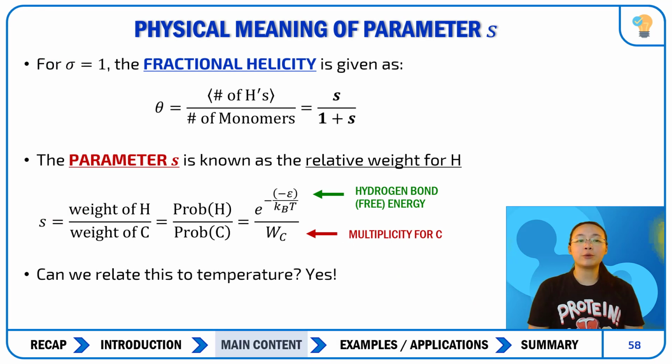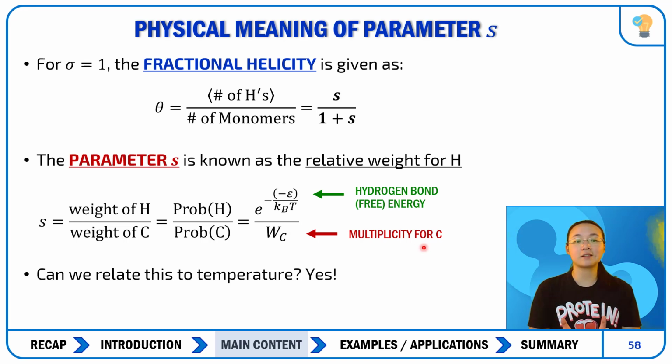So let's try and interpret what we've derived. The fractional helicity for sigma equals 1 is given as s over s plus 1. The parameter s is called the relative weight for h, where we can say it's the weight of h divided by the weight of c, like we've defined previously. This means that we have the hydrogen bond free energy up at the top and the multiplicity for c down at the bottom. So thinking back to the graph we had before, can we now relate this to temperature?